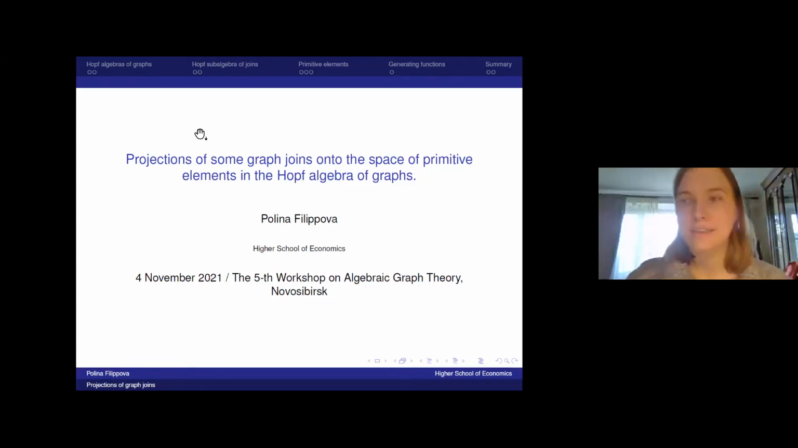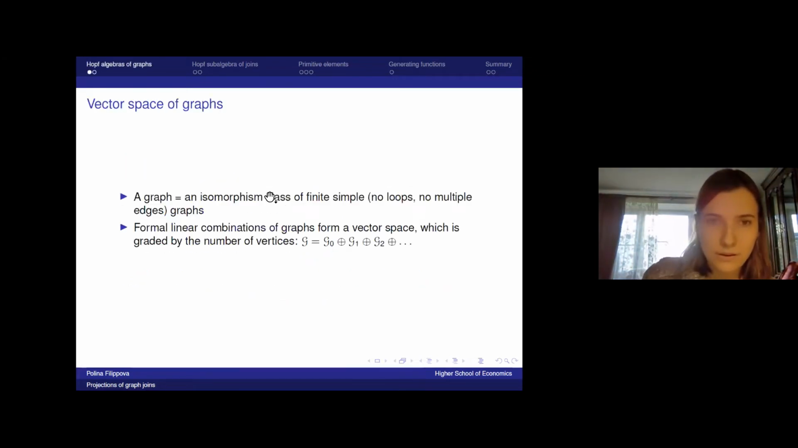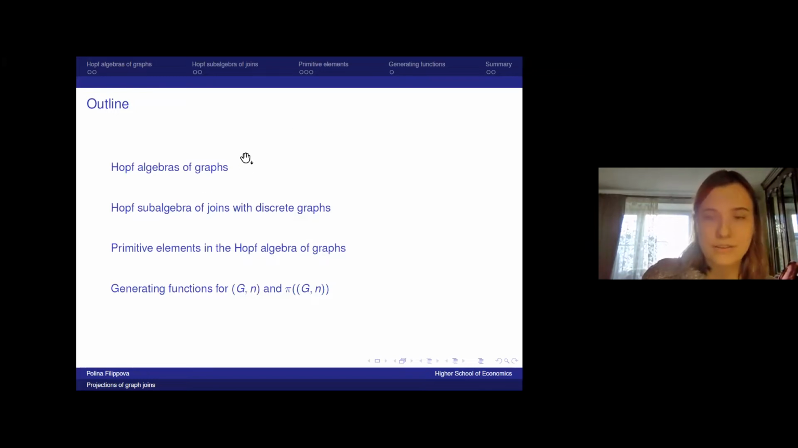Hello, I thank the organizers for giving me the opportunity to give a talk here. I will speak about the Hopf algebra of graphs. Here it's written Hopf algebras, but actually it will be one Hopf algebra.